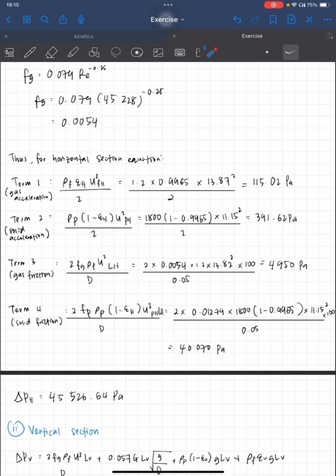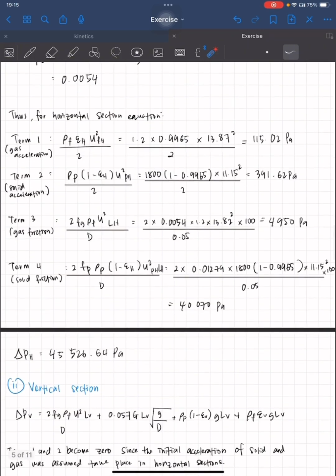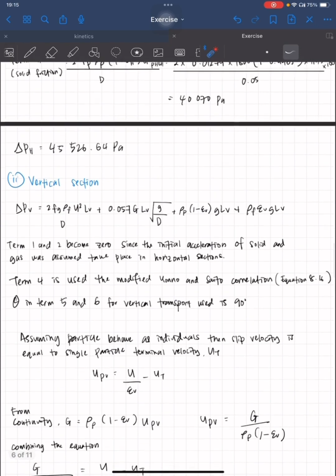After that, when the needed values are obtained, we can proceed to calculate the pressure drop for each term. For the horizontal section, we calculate the pressure drop for the first term, second term, third term, and fourth term, and we total up for the horizontal section. So next, we proceed to the vertical section.